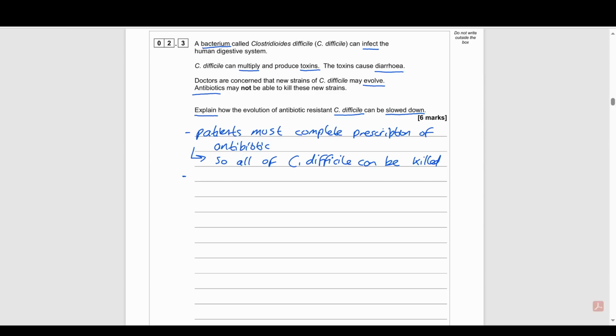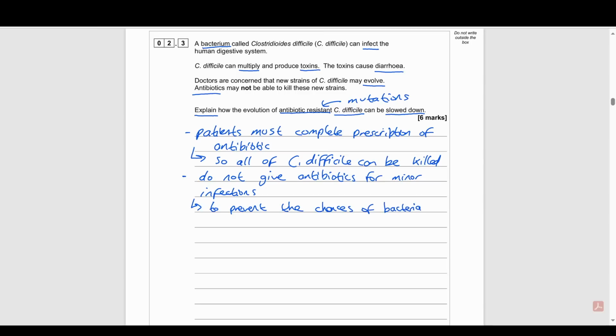Now, what's the reason how antibiotic-resistant bacteria can exist? It's through mutations. So, by not giving patients with minor infections this antibiotic, it reduces the chance of bacteria mutating to become antibiotic resistant. So the next thing that we can say is, do not give antibiotics for minor infections. And our reason is to prevent the chances of bacteria mutating, becoming resistant.